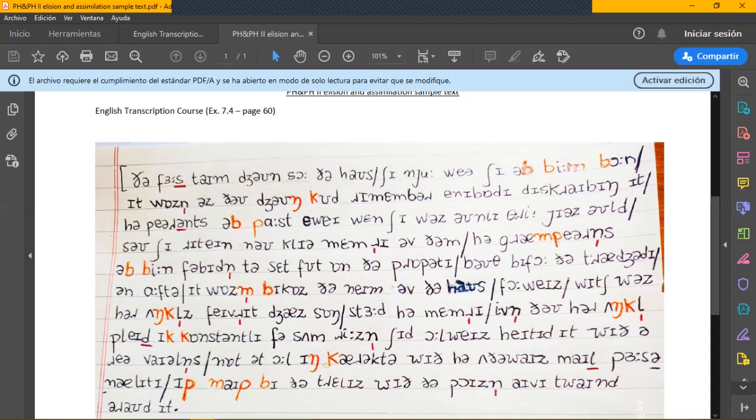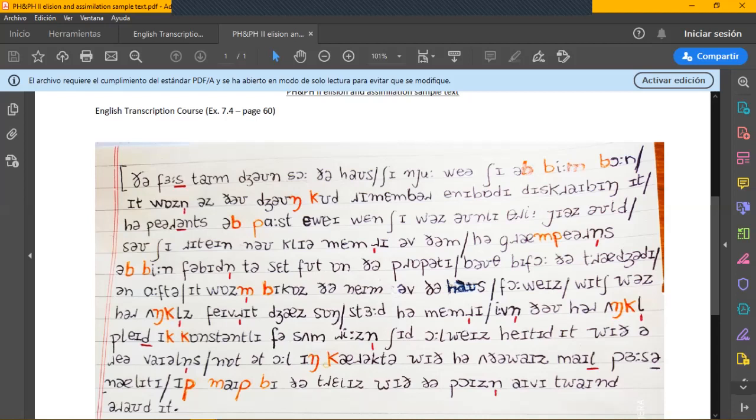Then, in this word, wasn't, there have been one process, which is assimilation, and the consecutive process of syllabicity, because originally this word has a schwa placed between these two consonants. As it is in an unstressed syllable, it has been eliminated. So that's why the voiced alveolar nasal sound becomes syllabic.